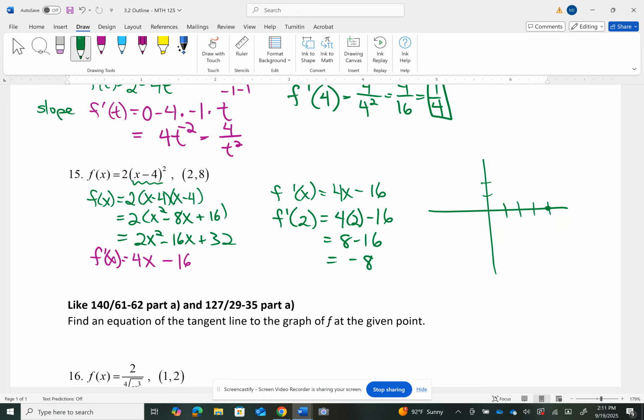So if I were over at 3, I'd be there. Over at 5, I'd be here. It's going to look something like that. That's the graph of y equals f of x. And then the point 2, 8 would be over here.